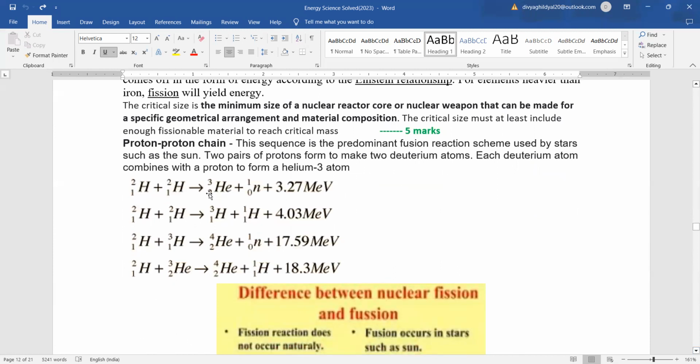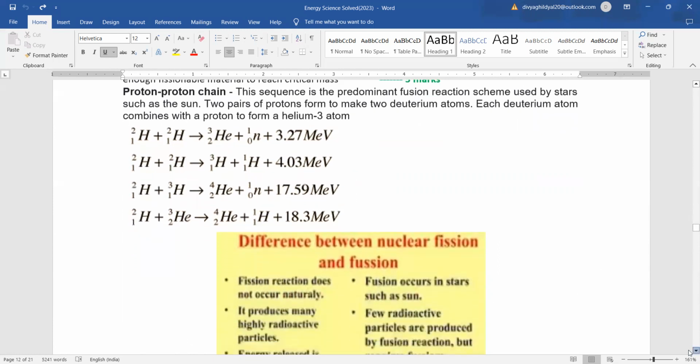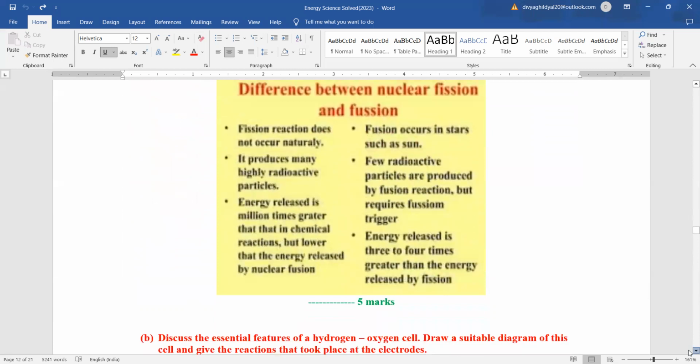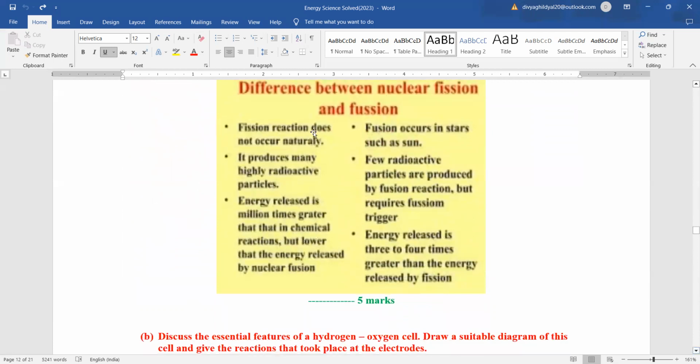Here see, 2 of hydrogen have combined to give helium along with energy. And for the difference, always try making a table. This fetches more marks. Fission reaction does not occur naturally. Fusion occurs in stars such as the sun.